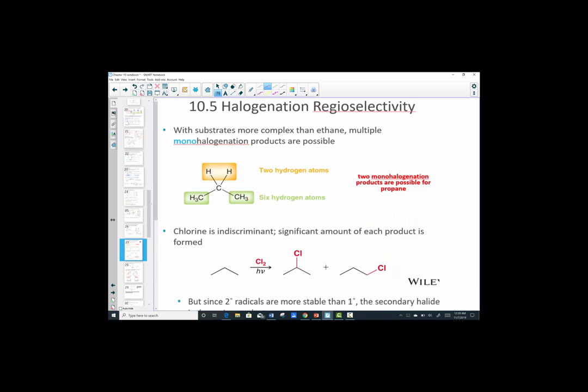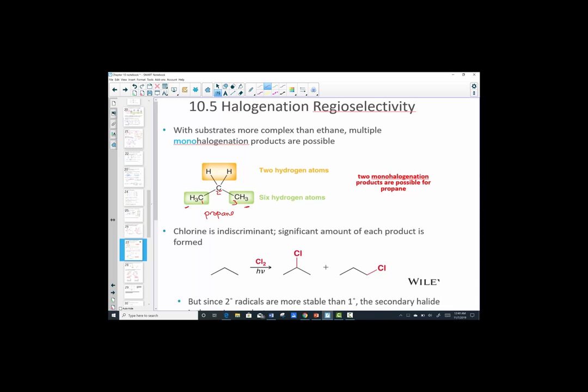So how does that apply to regioselectivity? Where will the bromines add? Where will the chlorines add? So with substrates that are more complex than methane, such as propane, this is a 3-carbon chain, 1, 2, 3. So that's a propane. We have 2 hydrogens on the central carbon, and we have 6 total hydrogens that are on the end carbons. So which hydrogens are going to be abstracted?